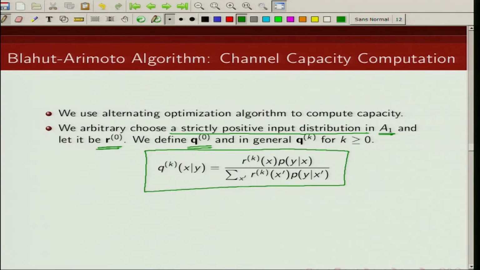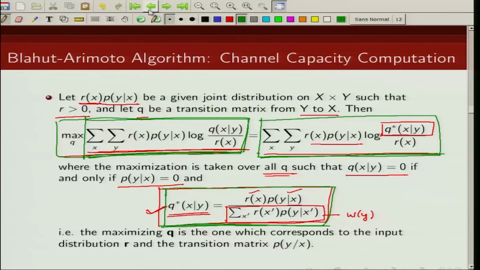Why? If you recall, we have proved a lemma earlier, and this lemma is this. What does this lemma say? The maximum value of this function, maximizing over all q, is given by this, where q is given by this expression. So given an R, we should find q in this particular fashion, because this will maximize this function over all q. So this is how R and Q are related.